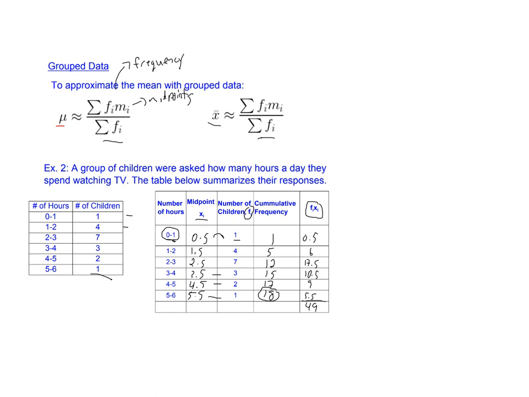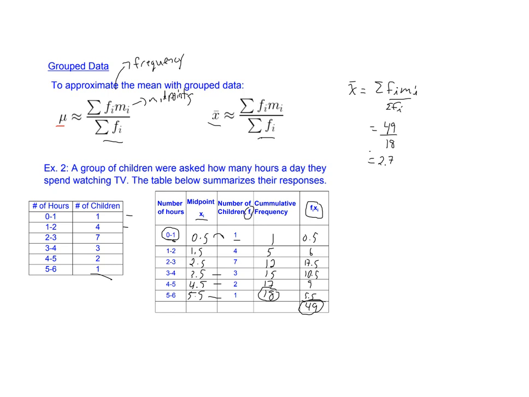So in order to find the mean, and this is a sample of children, so this is a sample population, we want to take the sum of the frequencies times the midpoints, and we divide that by the sum of the frequencies. Well, the sum of the frequencies times the midpoints was the sum of this column right here. We had 49, and we divide that by the sum of the frequencies, which was 18, and then 49 divided by 18 gives us approximately 2.7. So we get a mean for our grouped data of 2.7.